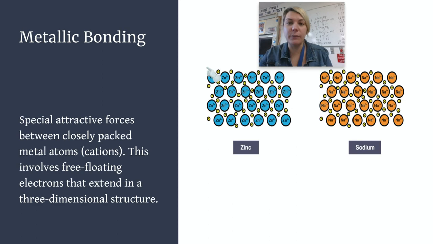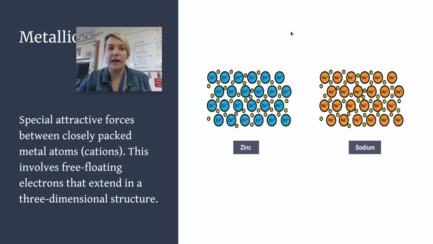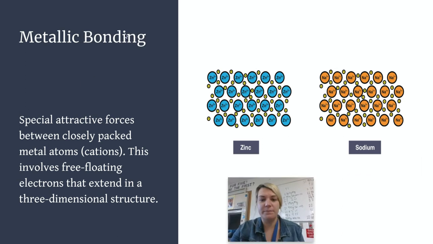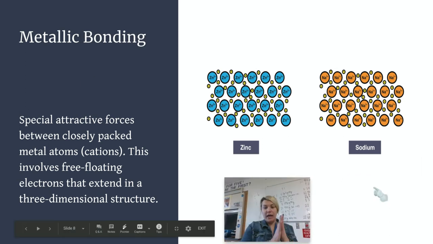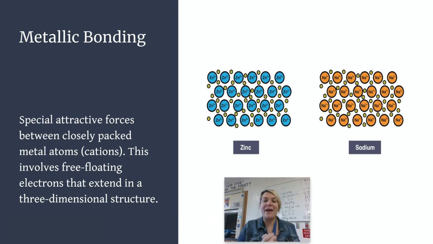And then the last bonding that we have is this thing called metallic bonding. Metallic bonding is special attractive forces between closely packed metal atoms, which are referred to as cations, okay? This involves free floating electrons that extend into a three-dimensional structure.